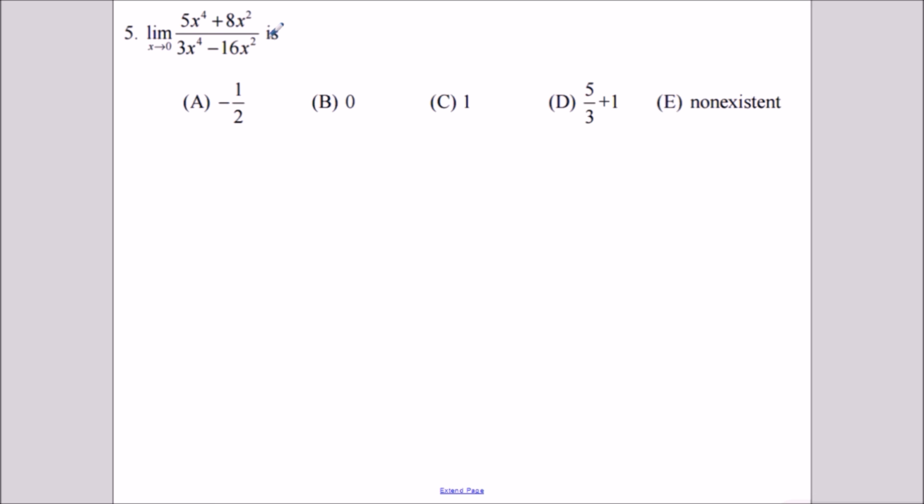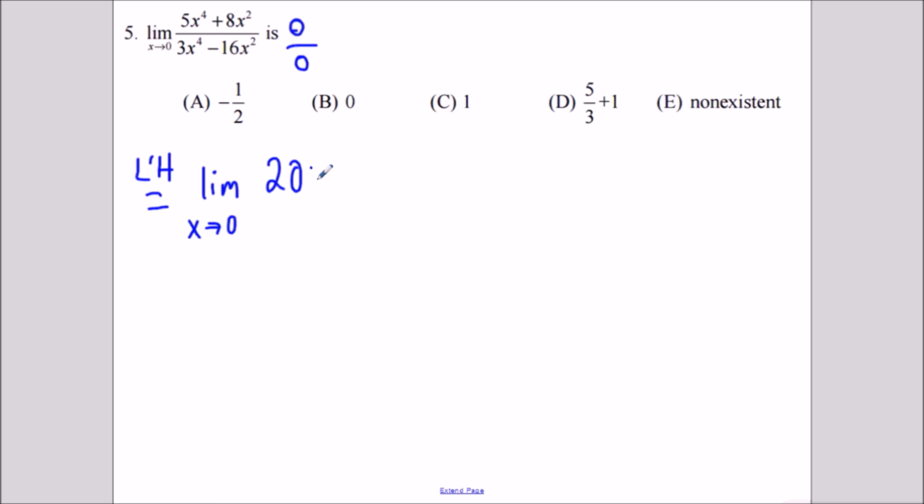Okay, for question 5, the first thing you should always do with limits is try to plug in. But when we try to plug in here, this is going to work out to 0 over 0, which is indeterminate. So we're going to apply L'Hopital's rule. To apply L'Hopital's rule, we're going to take the derivative of the numerator and denominator.